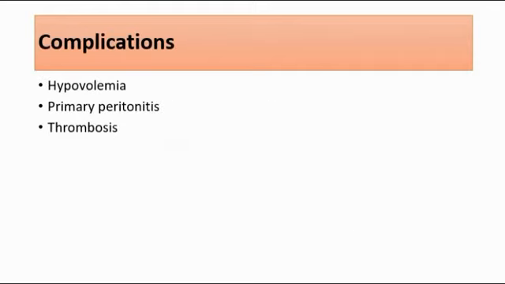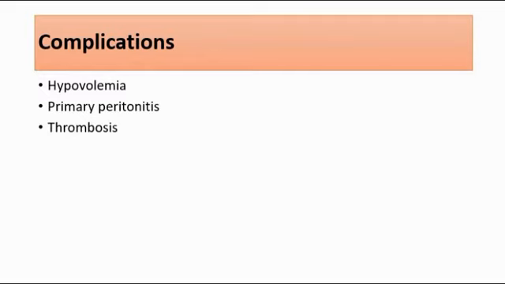So for complications of nephrotic syndrome, the first one is hypovolemia. This is due to the loss of protein in urine. So this will reduce the oncotic pressure and increase the hydrostatic pressure. So water will move into the third space, and this will cause hypovolemia. Some of the signs of hypovolemic shock are abdominal pain, cold peripheries, poor pulse volume, and also hypotension.